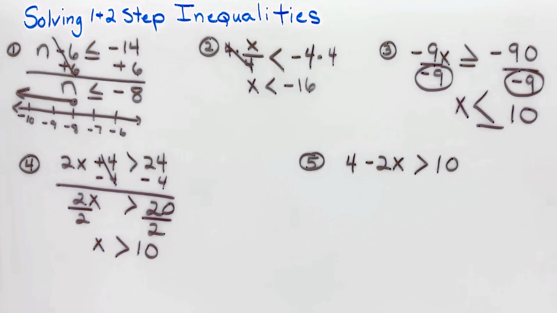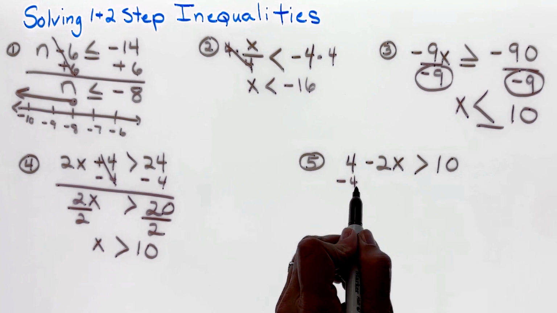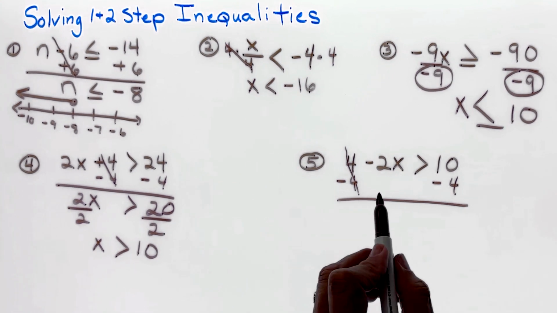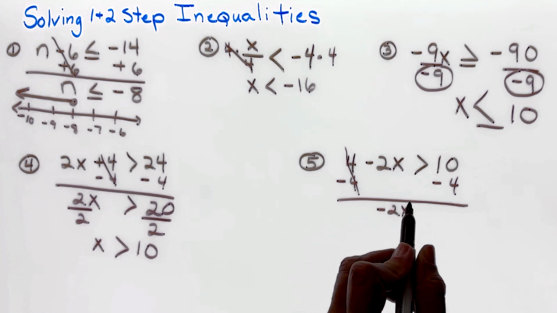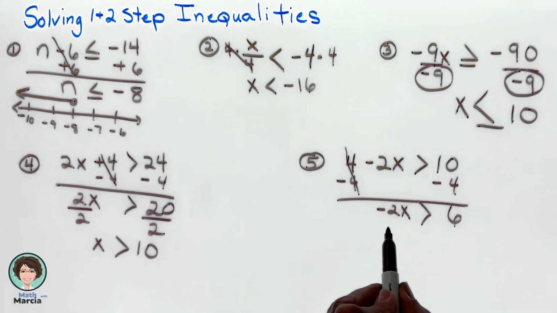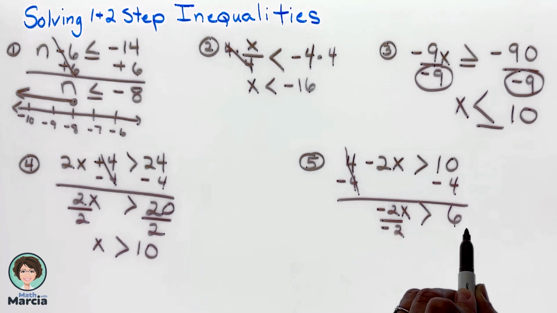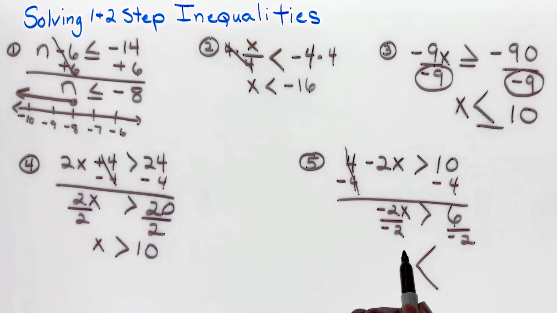And last but not least, number 5, we have the 4 in the front and it's positive. So we're going to subtract 4 from both sides. And notice that's gone. That negative subtraction sign now becomes a negative 2x. And it is greater than 10 minus 4 is 6. Notice there is a negative 2 there. I have to divide both sides by negative 2. And since I'm dividing by a negative, I am going to flip my sign, and x is less than negative 3.